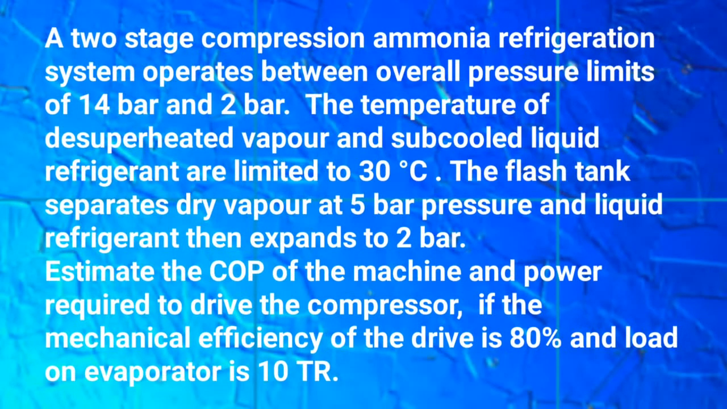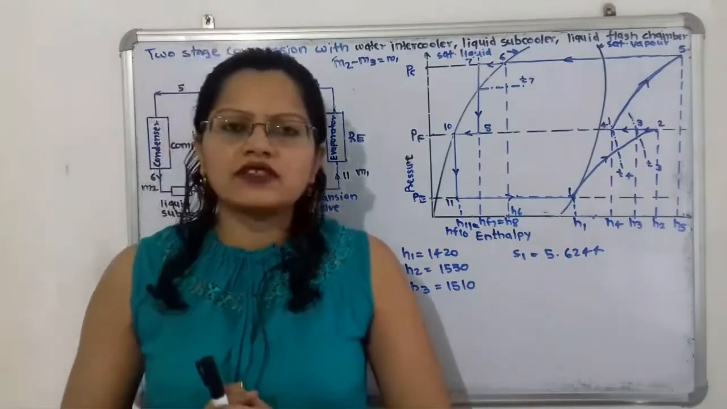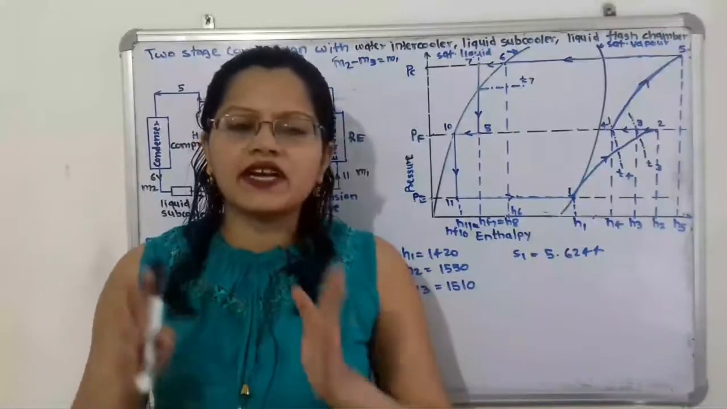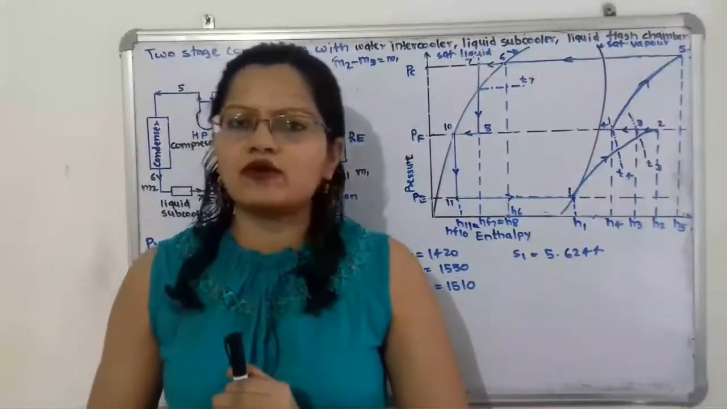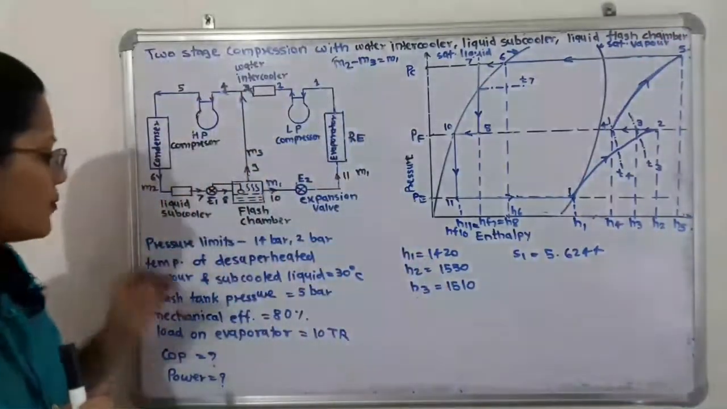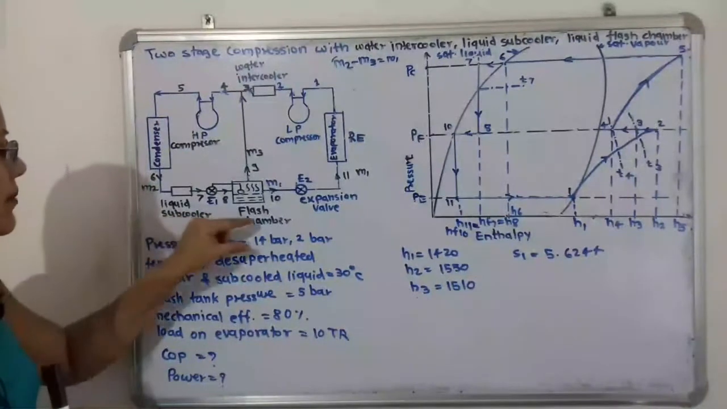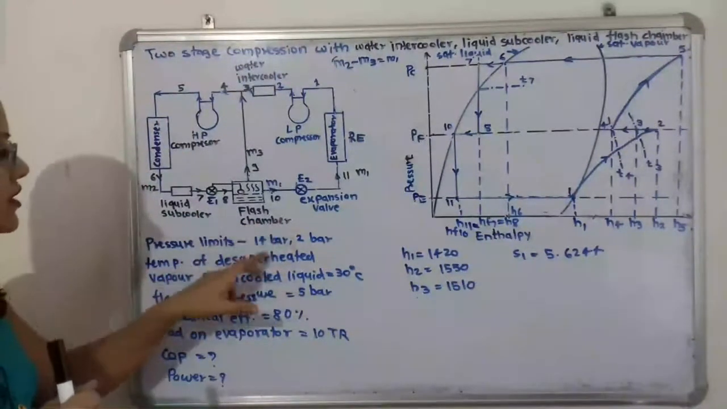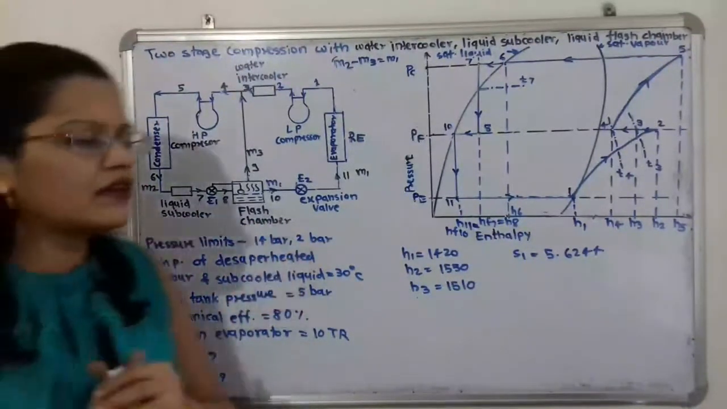If the mechanical efficiency of the drive is 80% and the load on evaporator is 10 TR. So this was the given problem. So let us first understand what is the given data and which factors we have to find out. Now if we observe, the pressure limits are given. So this pressure limit is 14 bar and 2 bar.